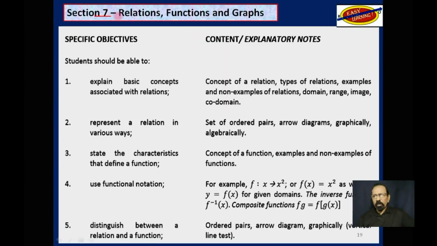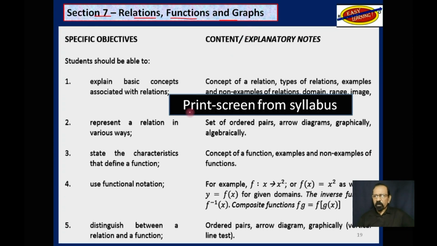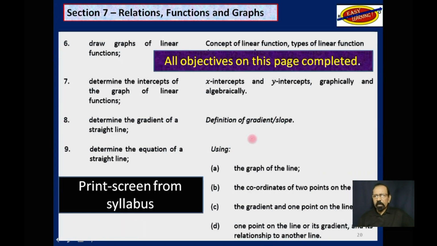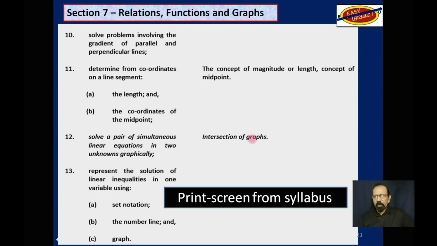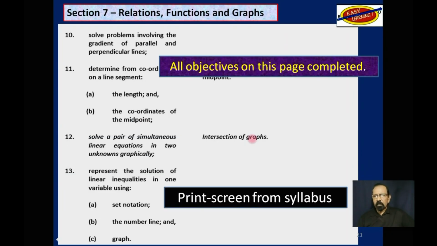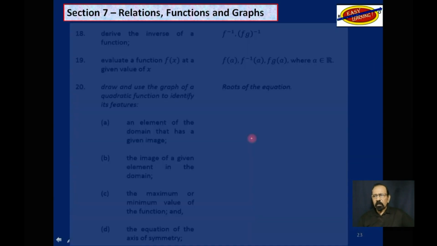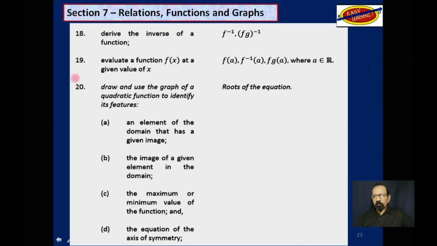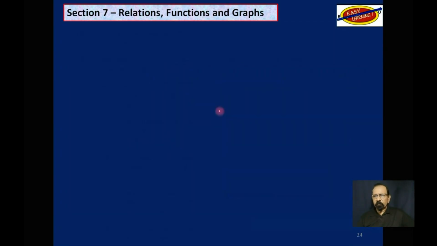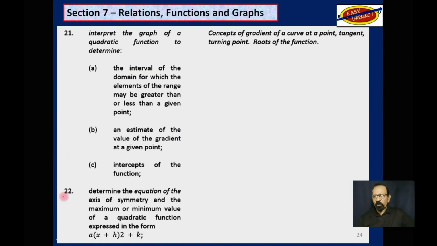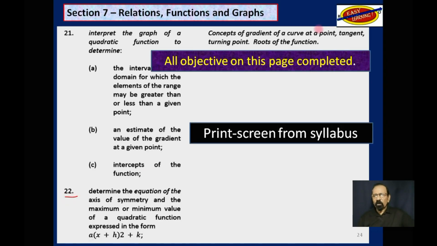So as I said, we are at section 7, Relations, Functions, and Graphs. We have completed all objectives on this page and on the next one and on the next one up to objective 13 and up to objective 17. All of those have been completed. Up to objective 20 from this page, all of those have been completed. Up to objective 22 from this page, all of these have been completed.